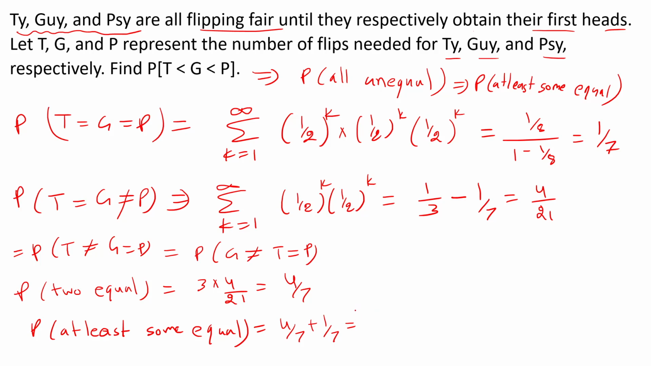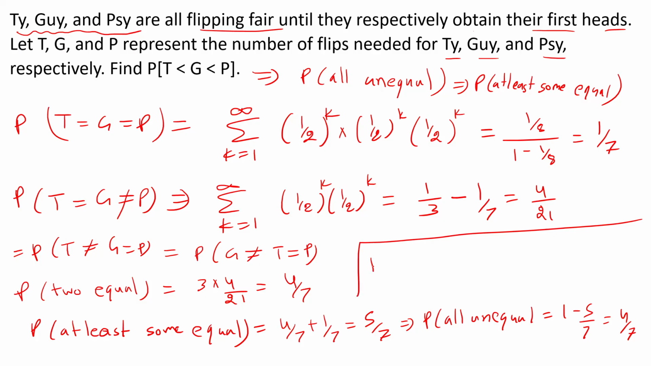So we subtracted it 3 times and then we added 1 time. So that's how it goes, 5 by 7. So that means the probability all unequal is 1 minus 5 by 7, which is 4 by 7.